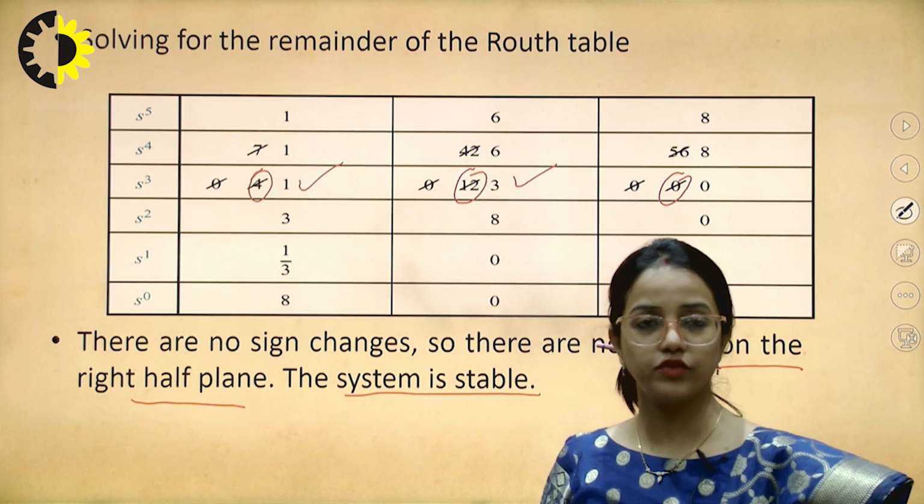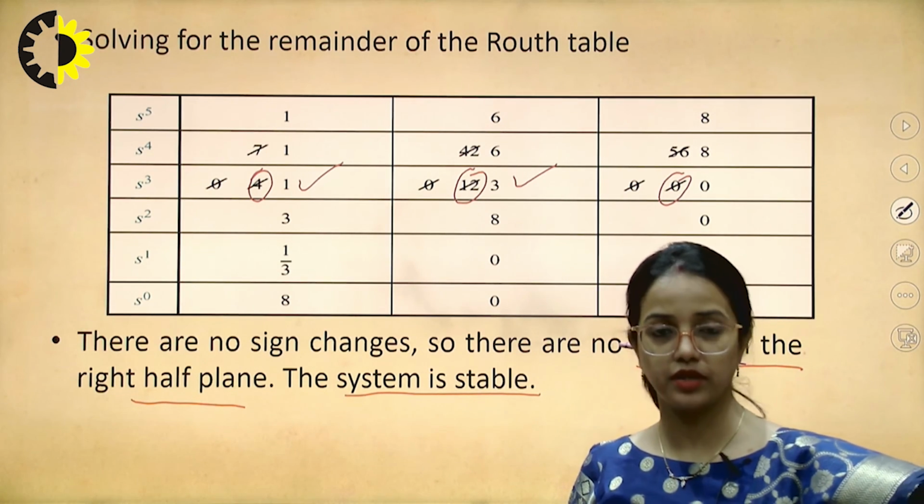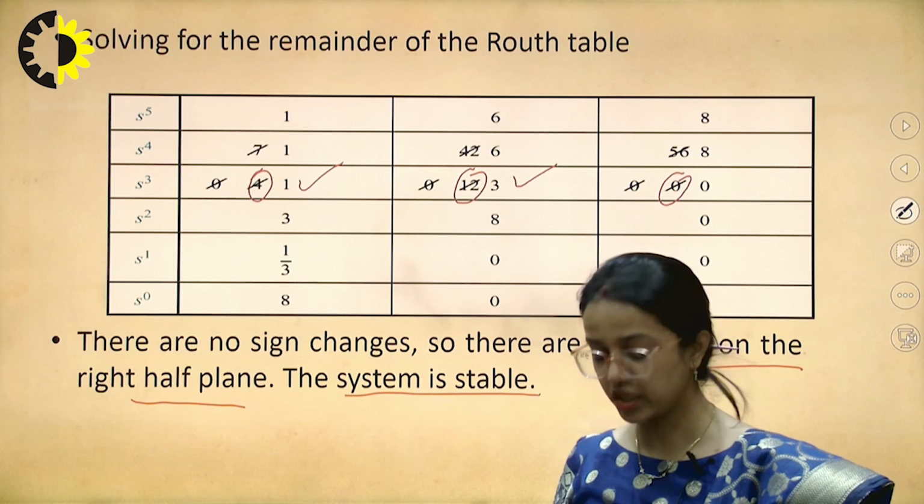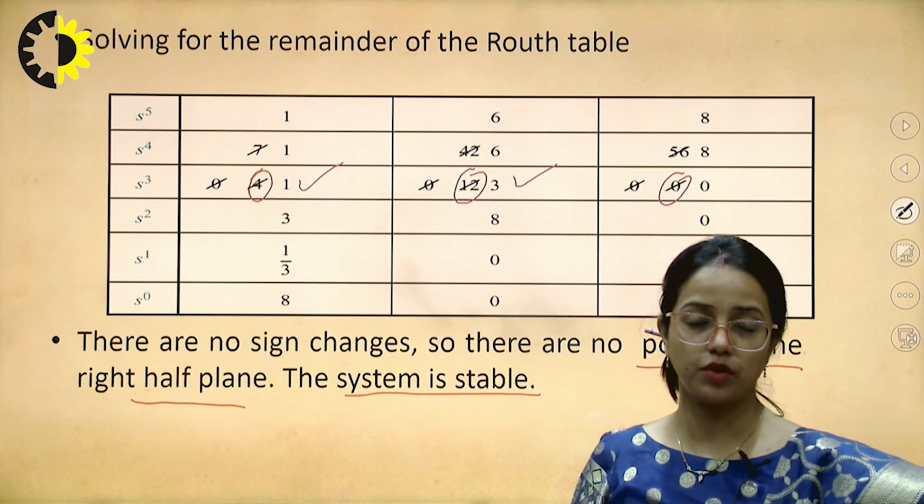So this is how we can solve a Routh-Hurwitz table and predict the stability. In my next lecture, we will study root locus.